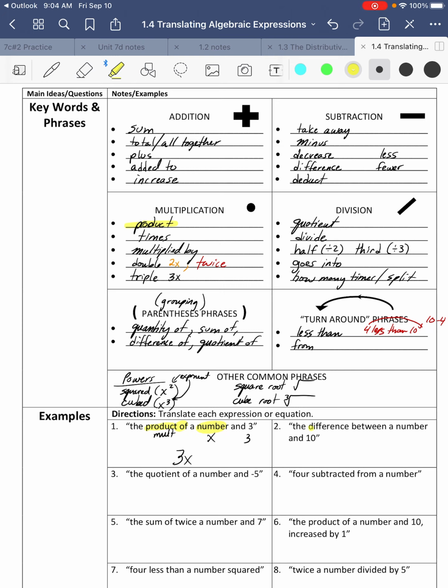Difference between a number and 10. Difference is a key word there. Difference means subtraction between a number and 10. That is not one of those turnaround words, so it's a number. If you want to use a different letter, like a, it's a minus 10.